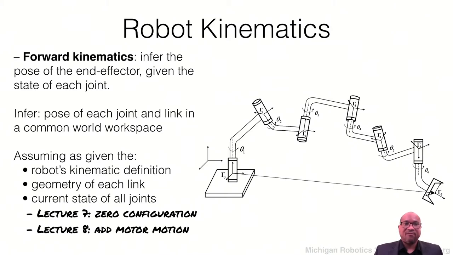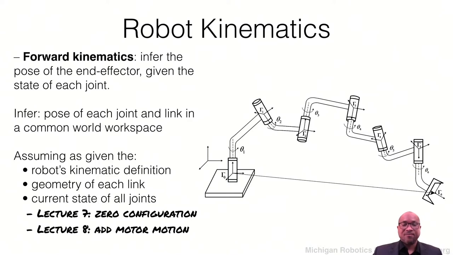And it's not just the pose of the end effector we want to find. We need to actually find the pose of every frame along the robot. Every joint and every link is going to be inside of a common three-dimensional workspace. And we're going to assume that for this inference we're given the robot's kinematic definition, the 3D geometry of every link, and the current state of all joints. And so we're going to know how every joint is posed. We're going to know those values.